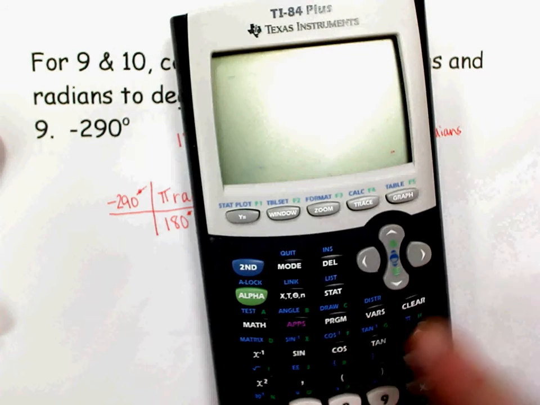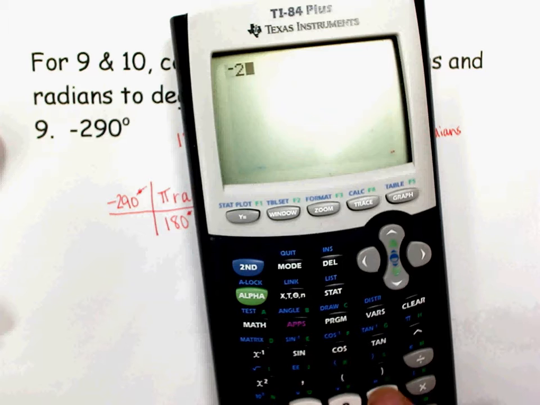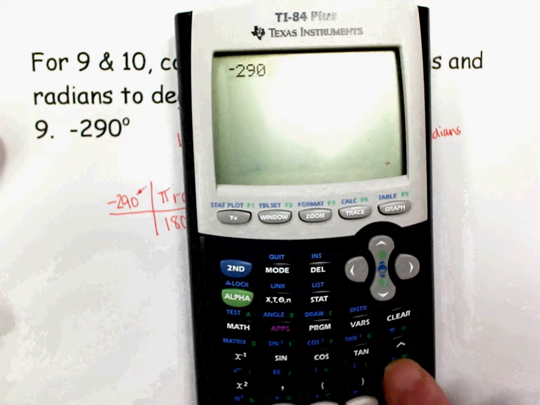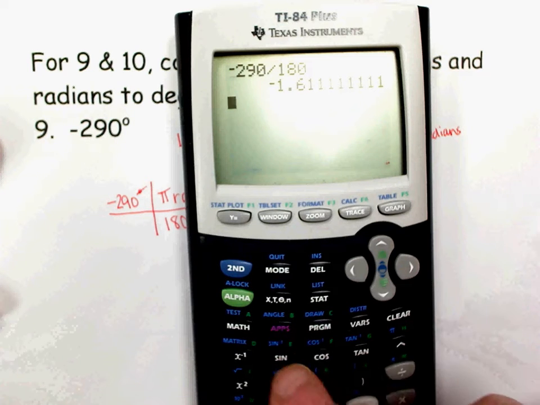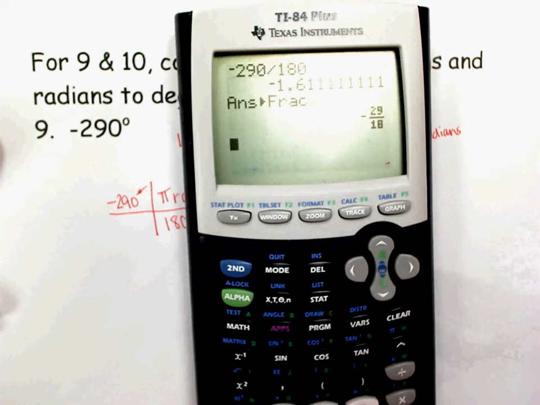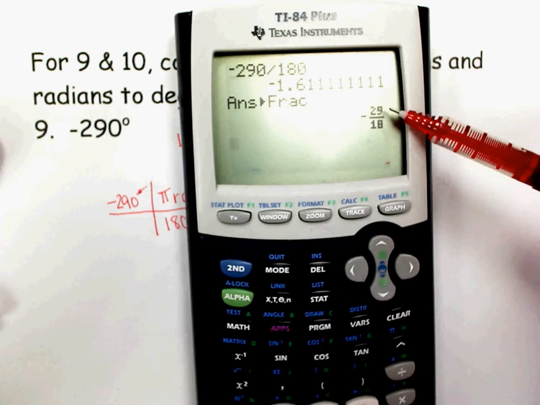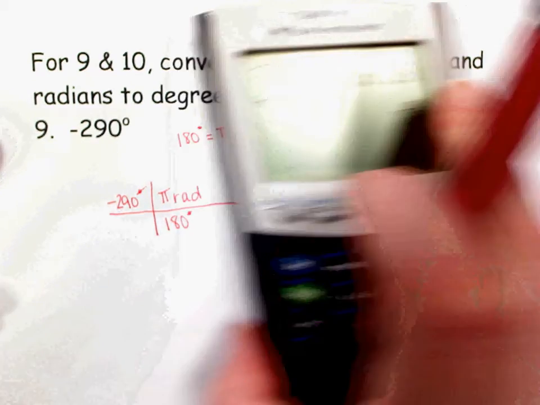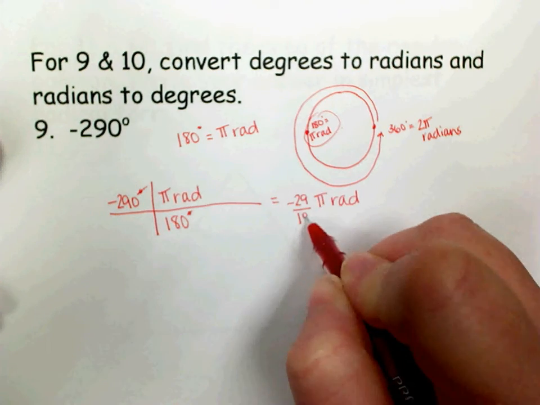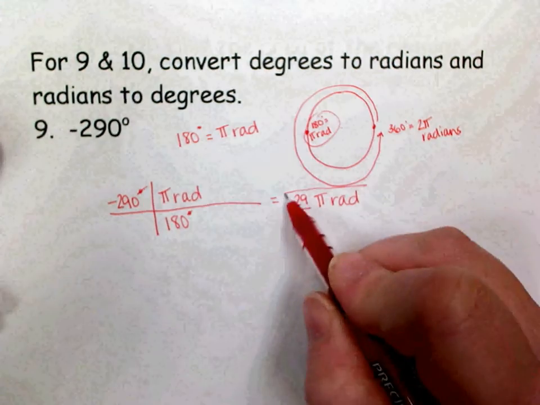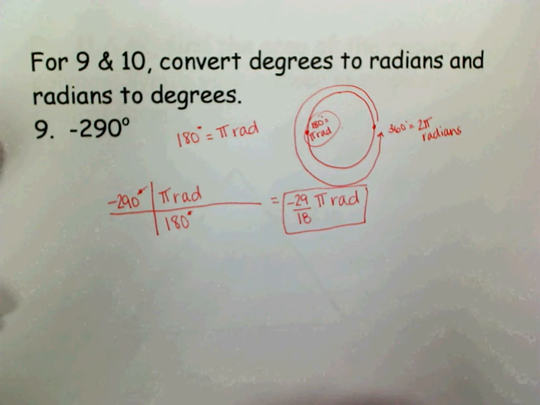So you will, in your calculator, do negative 290 divided by 180. And you don't want that decimal, especially since it doesn't terminate. So you're going to hit math, enter to get it as a fraction that's in reduced form. So negative 29 over 18 is the fraction. So your answer is negative 29/18 pi radians.